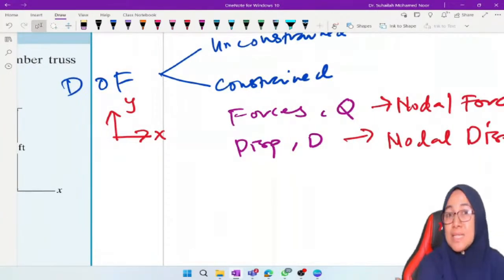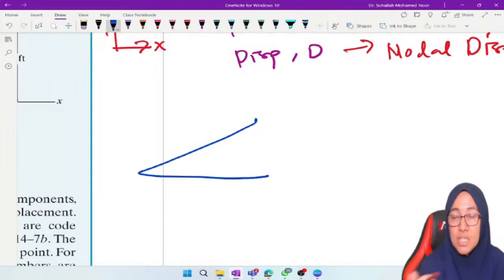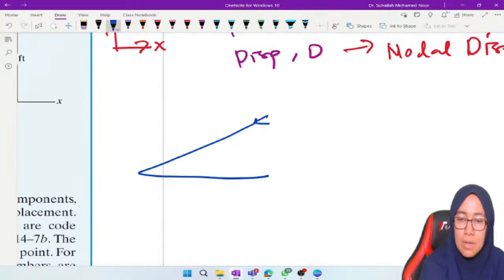So every time, degree of freedom actually refers to forces and displacement. In simple words, to understand degree of freedom, just imagine it like this: it is a displacement component. Try to look at this truss in the conventional way.